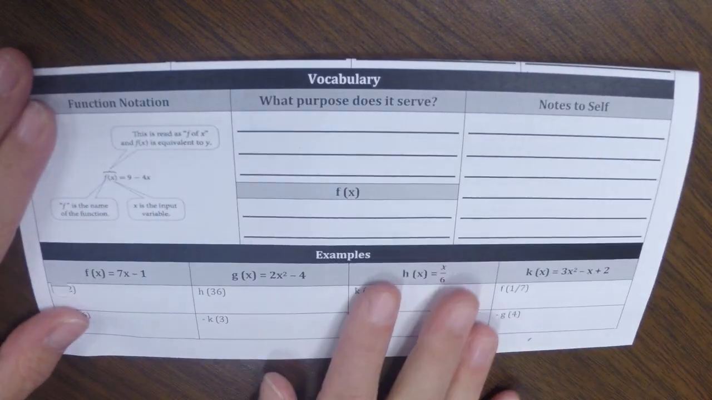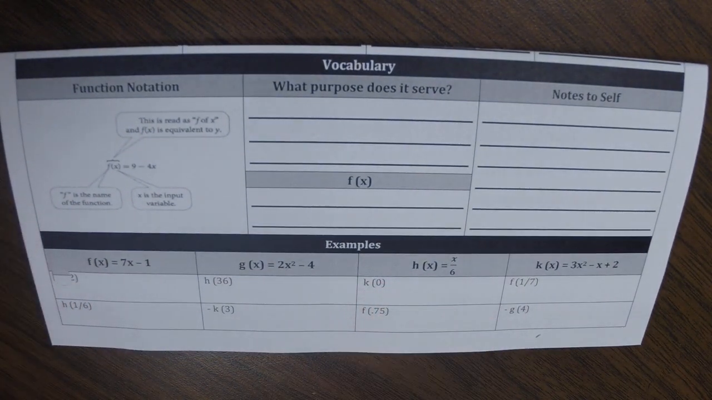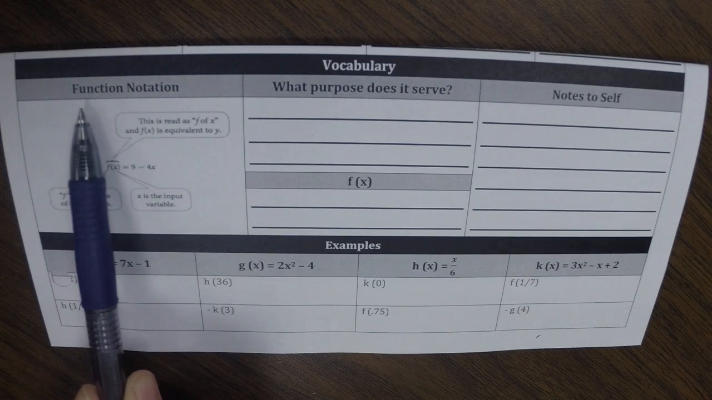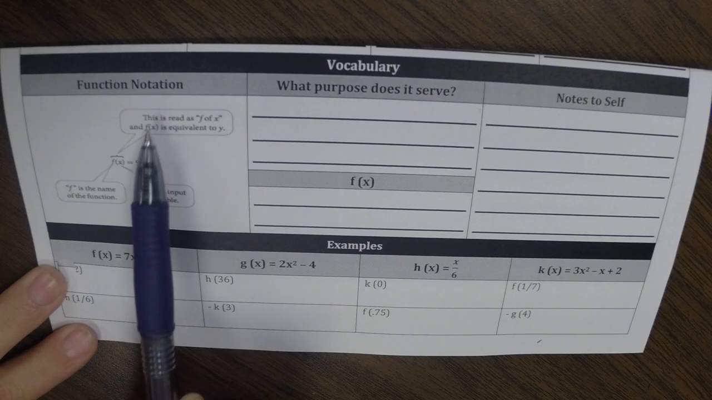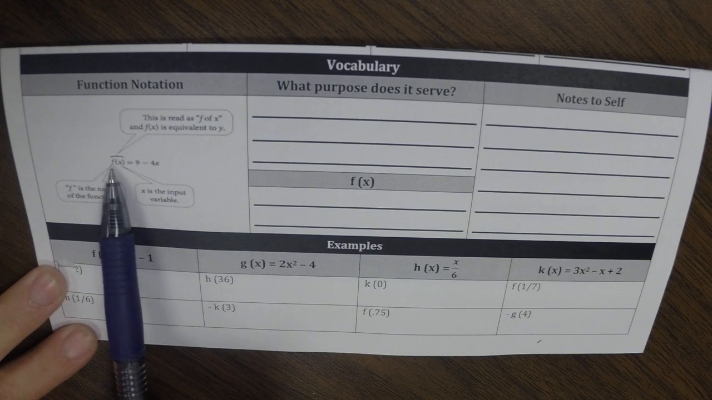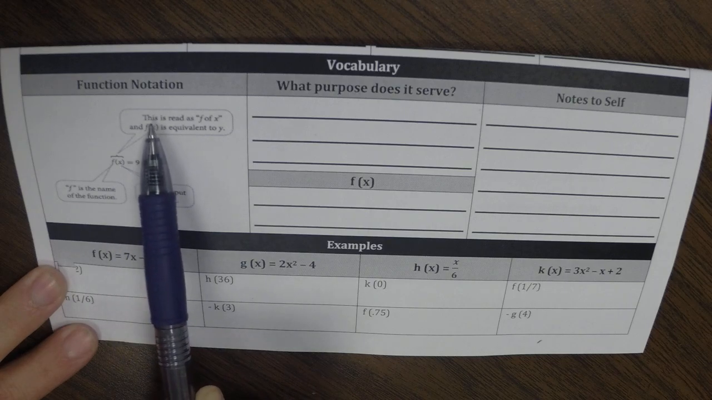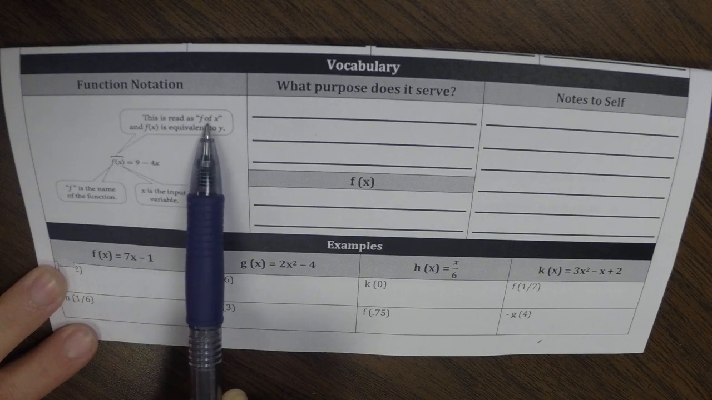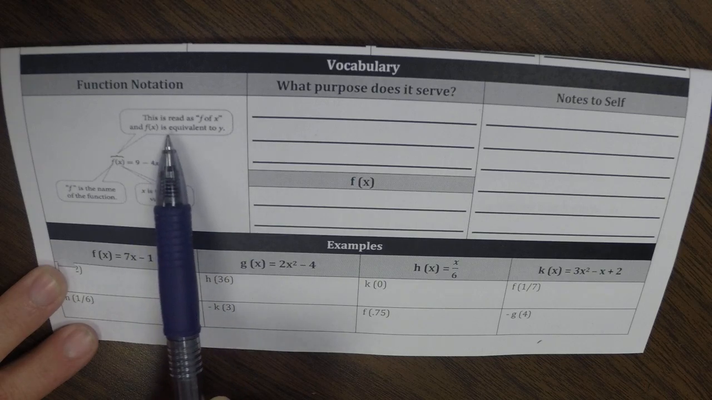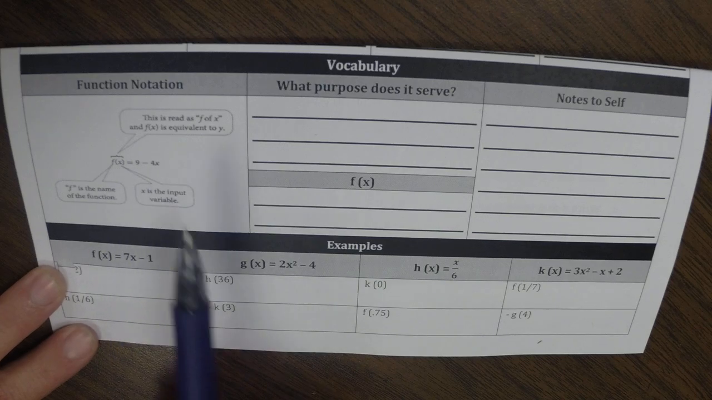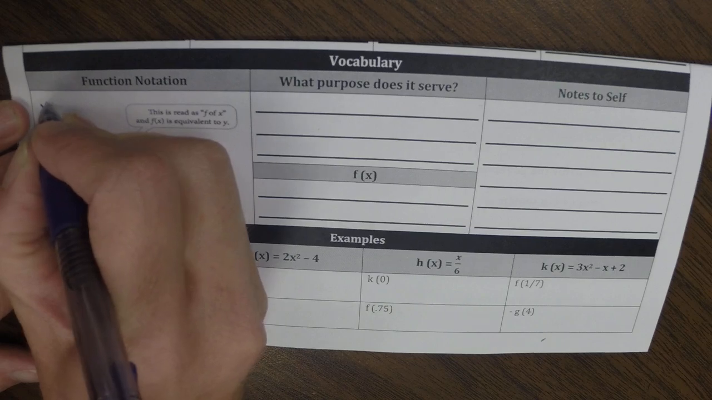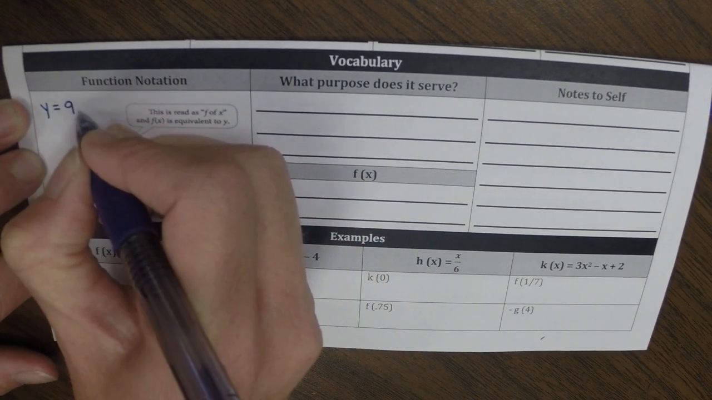All right, so that means we should be ready to look at our vocabulary down here at the bottom. And since today's notes are over function notation, our first vocab is function notation. I know it's kind of little on your screen, but luckily you can see it on your paper. I've given you an equation and it says f of x. Notice it tells you this is read as f of x. And f of x is the same thing as y. So this equation, f of x equals 9 minus 4x, is the same thing as y equals 9 minus 4x.